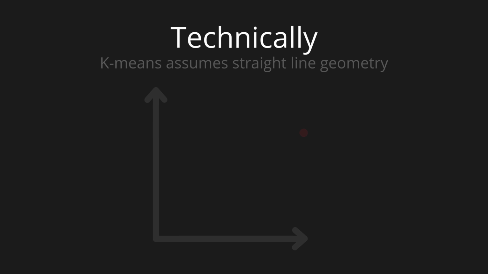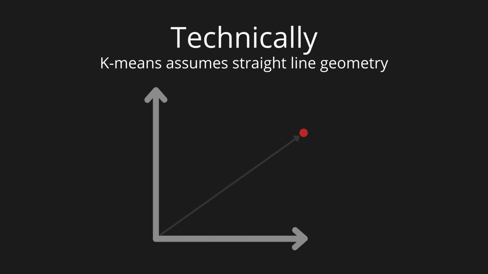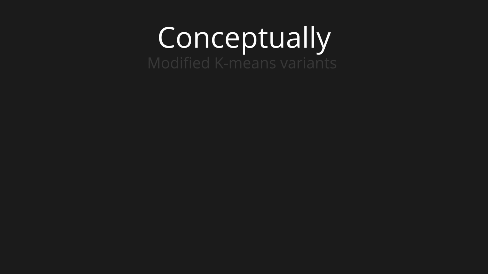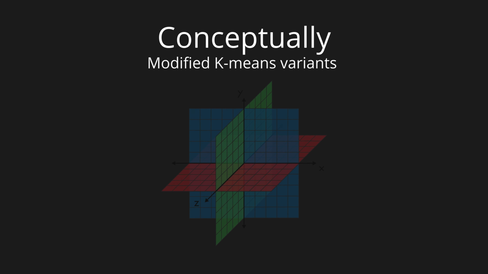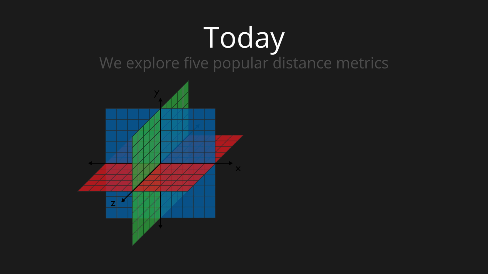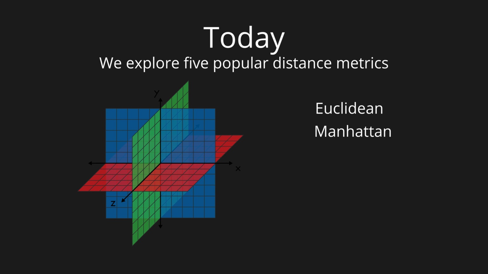Technically, standard k-means relies on Euclidean distance because its math assumes straight-line geometry. But conceptually, we can explore how using other distance measures, or modified k-means variants, changes the shape of our clusters. Today, we'll explore 5 popular distance metrics and see how each one shapes the clusters in k-means: Euclidean, Manhattan, cosine, Minkowski, and Mahalanobis.